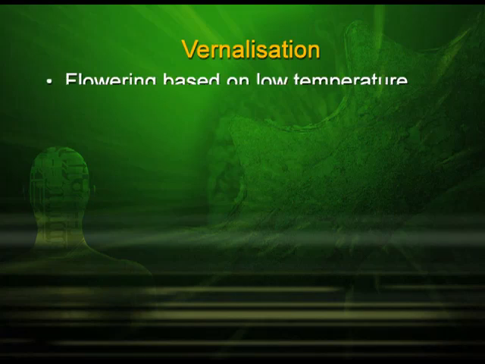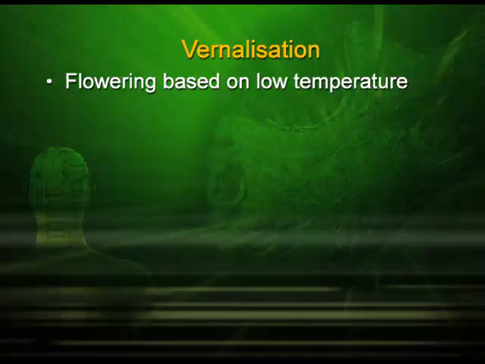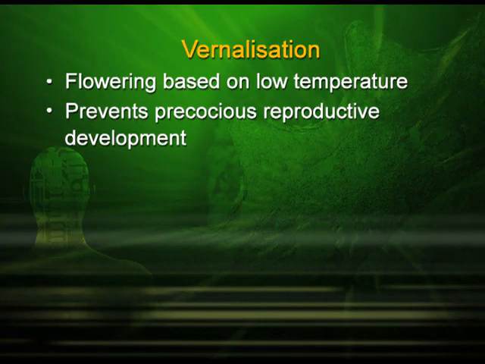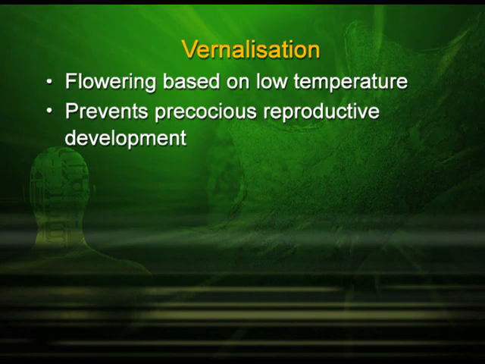Vernalization means flowering based on low temperature. In certain plants, flowering will take place only if temperature is low. It will prevent precocious reproductive development. Reproductive development is very important in any plant, for flowering, for fruiting, for seedling. But if it is precocious, precocious means before time, then all the things will be affected: flowering, fruiting, and seedling. So, vernalization prevents precocious development of reproductive structures.